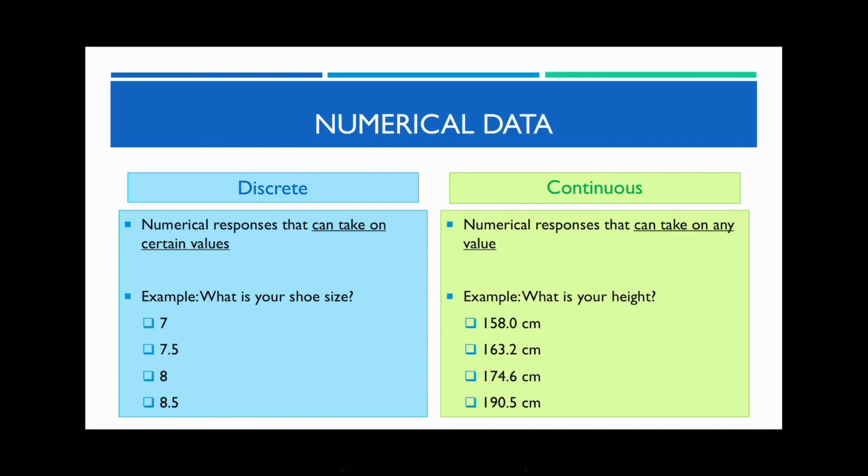In contrast, continuous data is numerical values that can take on pretty much any value whatsoever. That means you can have decimal values. An example is: what is your height? You can be more specific and go into millimeters. So you could record yourself being 158 centimeters, 163.2, 174.6, and so on. That is an example of continuous data. Notice that the common misconception is that students often think anything with a decimal is continuous, but that's not always the case, as shown in the shoe size example. You can have decimals in discrete data, but you can't take on pretty much any other decimal value.